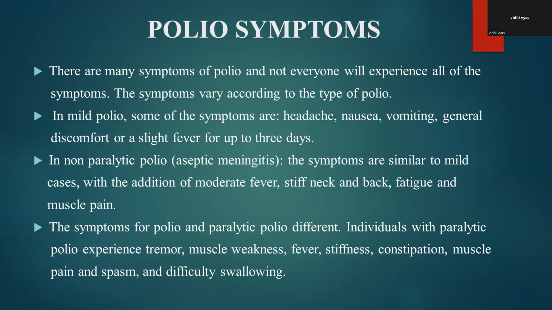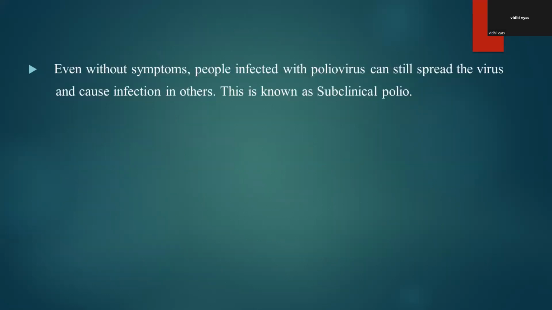The symptoms for non-paralytic polio and paralytic polio are different. Individuals with paralytic polio experience tremor, muscle weakness, fever, stiffness, constipation, muscle pain, spasm, and difficulty in swallowing. Even without symptoms, people infected with poliovirus can still spread the virus and cause infection in others. This is known as subclinical polio.